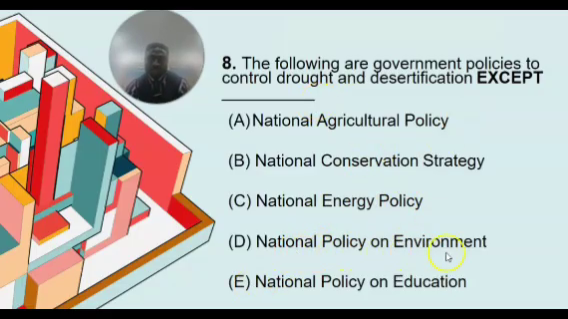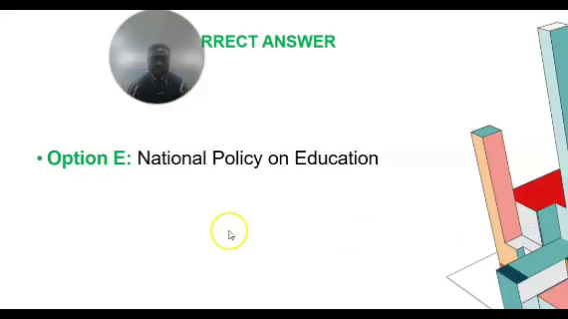The national policy on environment, of course, as the name implies, is a policy that governs people to play a very vital role in conserving nature and the environment around us. But the national policy on education is the odd one out because education does not relate to drought and desertification. So the correct answer is option E, national policy on education. The rest are the government policies that govern drought and desertification.